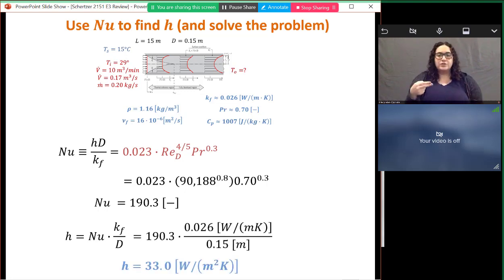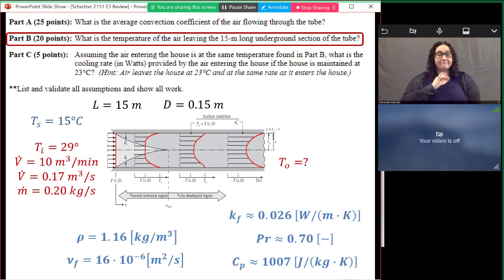I do a little bit of math in my calculator, and I find that the heat transfer coefficient is 33 watts per meter squared Kelvin. So that's good. I've answered part A. That's half the marks for the problem, right? So now I go to part B.